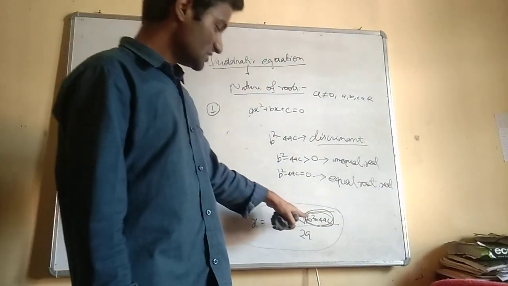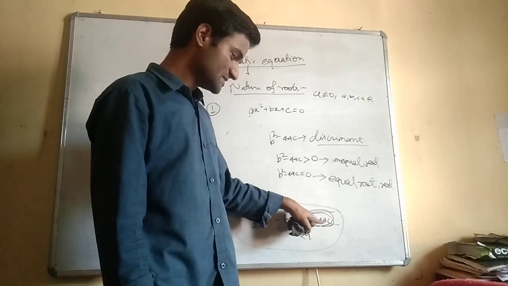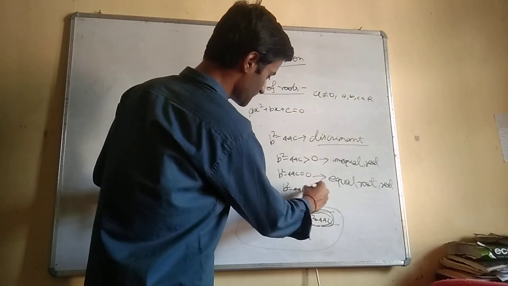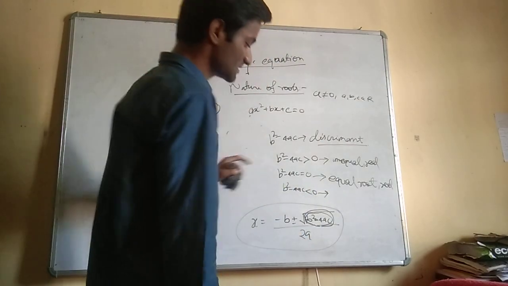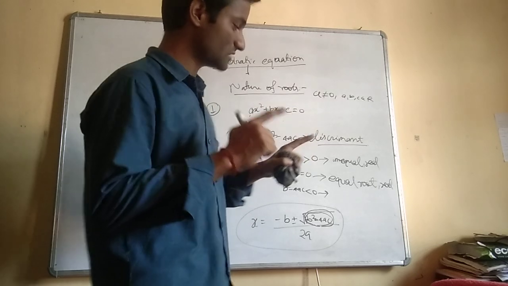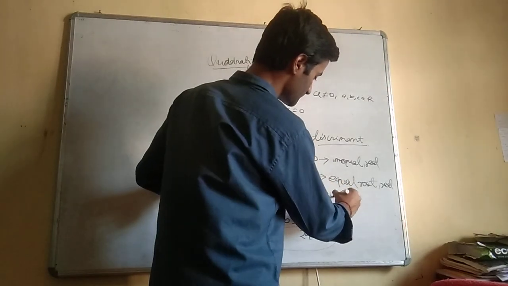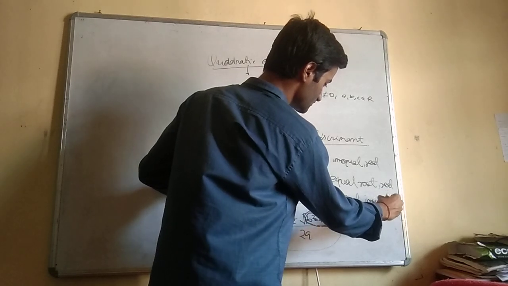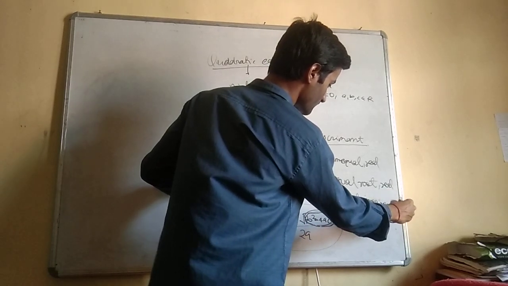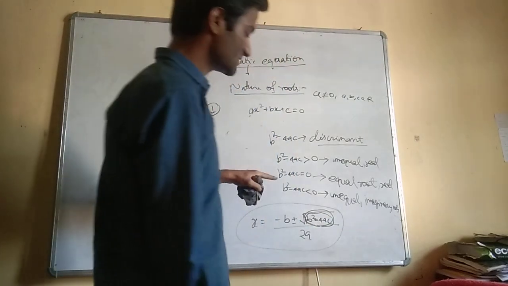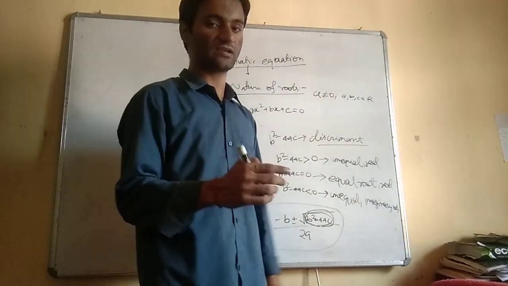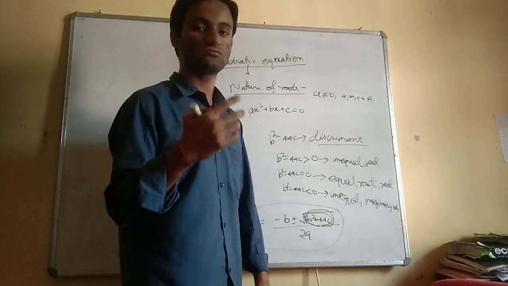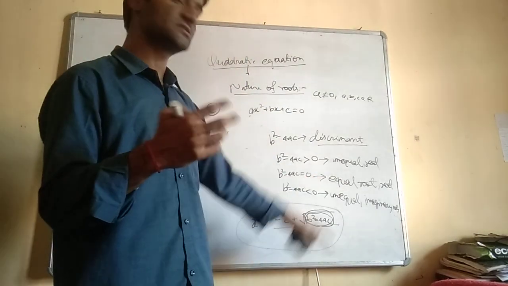And the final case is that it may be possible that b square minus 4ac becomes negative. So in this case we will get imaginary roots, and they will also be unequal. As you know, when you talk about imaginary roots, if one root is plus 2i, then it is obvious that minus 2i also will be the other root, because imaginary numbers exist in pairs.